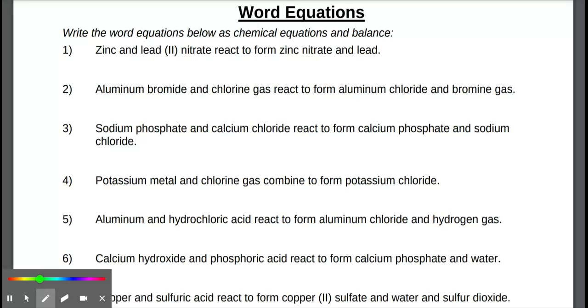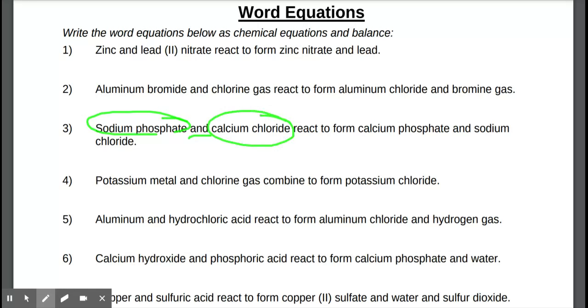So looking at number 3, sodium phosphate and calcium chloride react to form calcium phosphate and sodium chloride. Again, we've got the word "and" here. We've got sodium phosphate, calcium chloride, react. That tells me that these two were mixed together. These reacted together. It was the first thing that happened. And then afterwards, things were formed. And what formed? Calcium phosphate and sodium chloride.